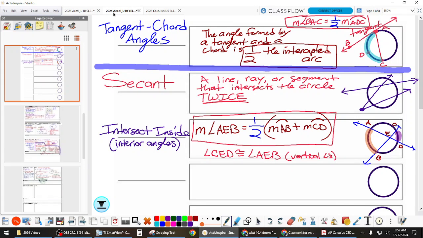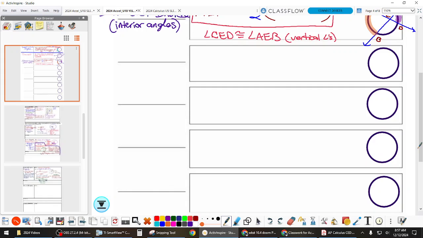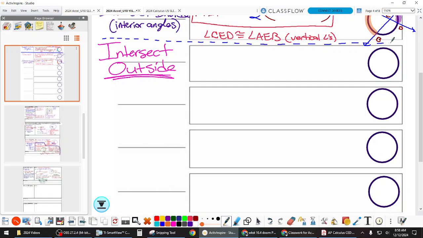So, how do I want to say this? Intersect outside, I guess. So somehow let's kind of make this stand out as separate from what we just wrote, but still in the same category, same secant section. Okay, let's draw the 3 pictures first.